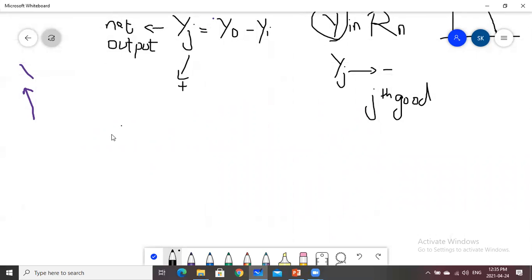Okay, now we are moving towards the production functions. Now every firm has two production functions. The first one is the conventional production function. Now what is the conventional production function?